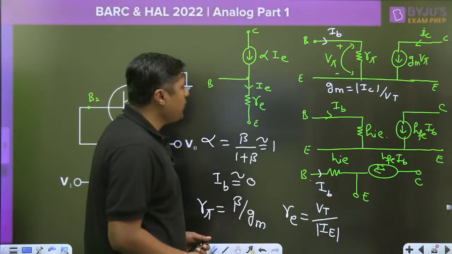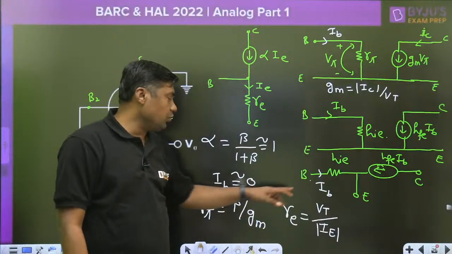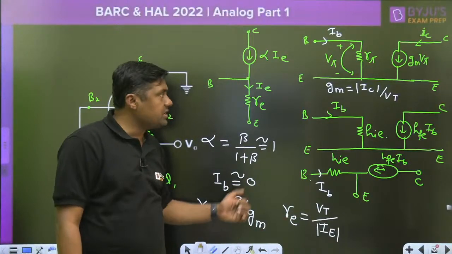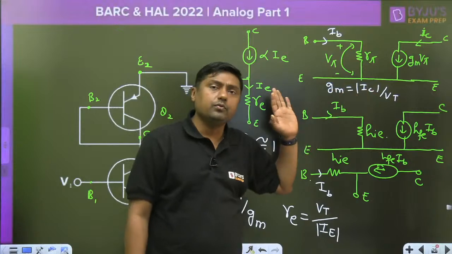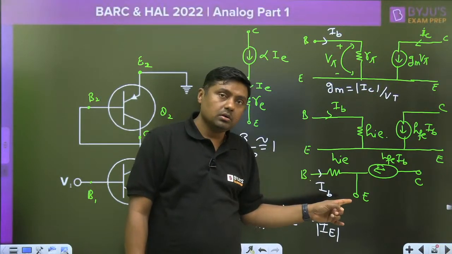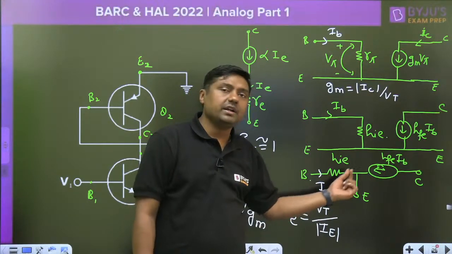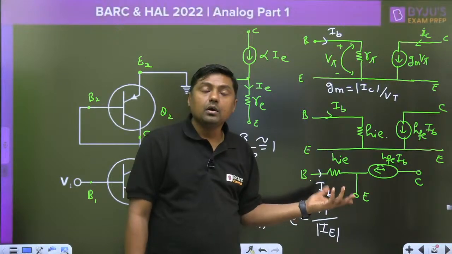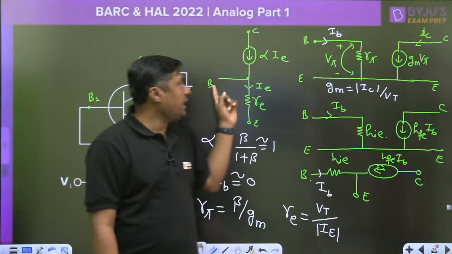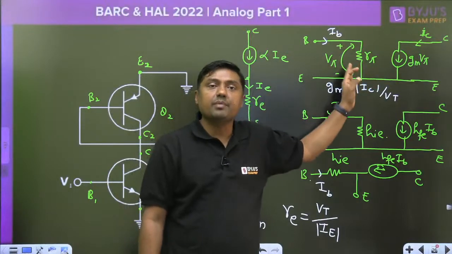So there are a number of important formulas based on these models. RE is equal to VT by IE, R pi is equal to beta by GM, GM is equal to mod of IC by VT. Remember this. But when we are using the hybrid model, there is no formula. Directly they will provide you the values of HIE and HFE. HFE means beta. These 2 models are highly accurate because we have to calculate the value of RE, GM and R pi.